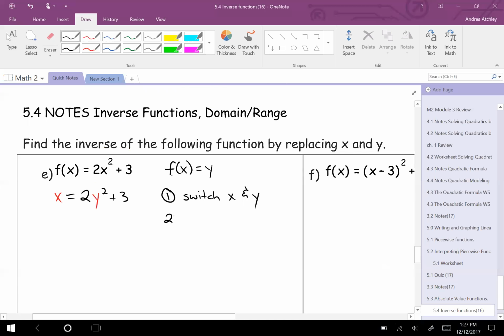My second step now is to solve for y. Because when I solve something, I'm actually doing the inverse operations as I do it, so this becomes easier for me to figure out what my inverse would look like. So from here, I'm going to subtract 3 from both sides. I'm going to get x minus 3 equals 2 times y squared.